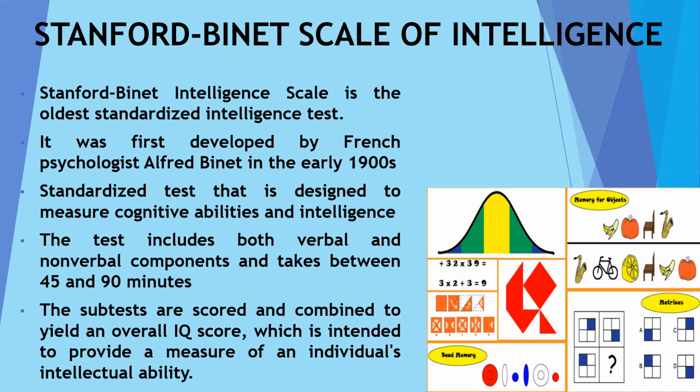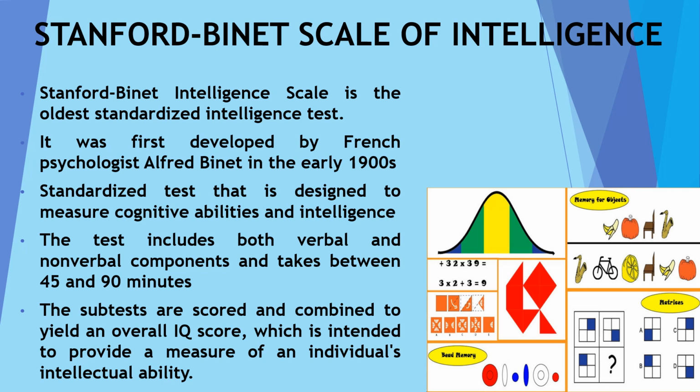The Stanford-Binet intelligence scale is a standardized test that is designed to measure cognitive abilities and intelligence in individuals from age 2 to adulthood. The test includes both verbal and non-verbal components, and it takes between 45 and 90 minutes, depending on the number of the sub-tests administered.